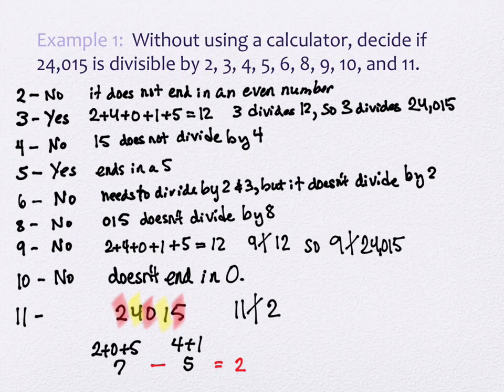0 would have been fine, by the way. Like if this had been 7 and 7, like if it said 7 minus 7 and you got 0, just like we were talking about earlier with our question before, if this had been 0, 11 would divide 0. So it can divide something smaller than itself, but only 0. So 11 does not divide 2, so 11 does not divide 24,015.